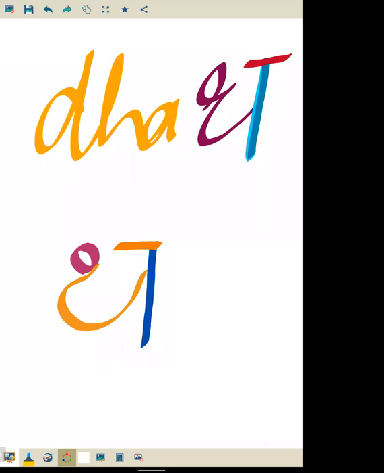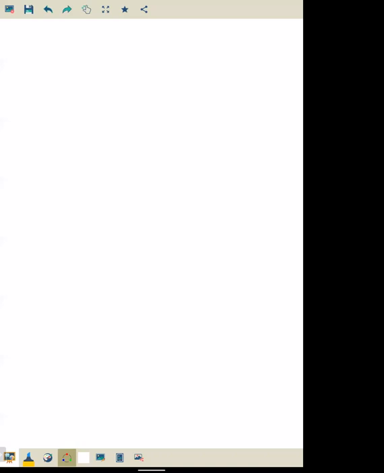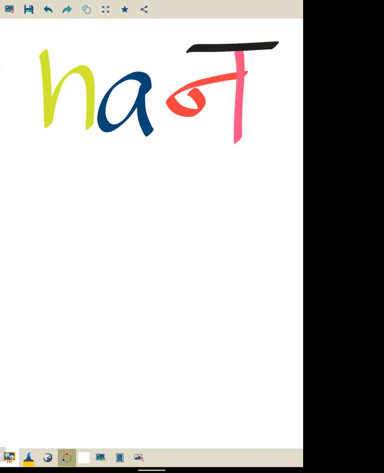Okay, now we have ta, tha, da, dha, and then na. Very interesting, the na is the same, like Devanagari, but little change. So I'm talking about the na. You have the same horizontal, vertical, then small round, and going to the corner.